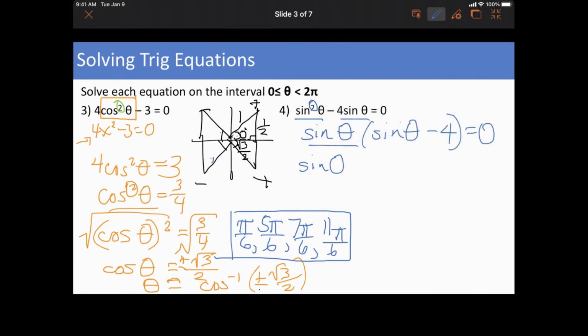So that's one solution. And then we have a second one. Okay, so this one, sine is equal to 0. Well, where is that? Sine equals 0 in 2 places, here and here. So I'm going to have 2 answers. So that's going to be theta is going to be equal to 0 and pi.